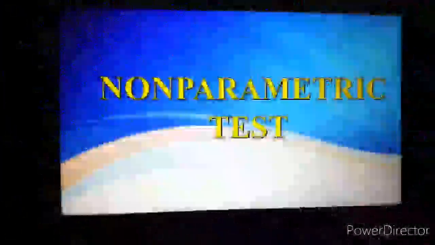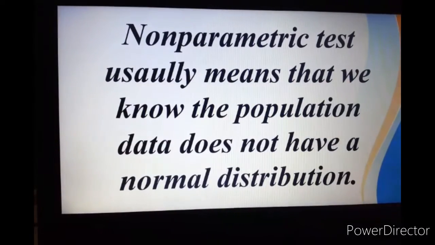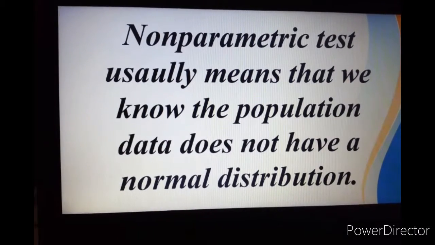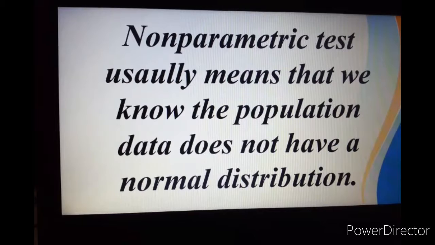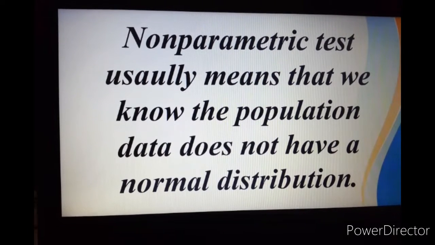Everyone! This video is all about a nonparametric test. In this video, we can learn how to compute a nonparametric test. But before computing a nonparametric test, first, we need to define what a nonparametric test is. Nonparametric test usually means that we know the population data does not have a normal distribution.